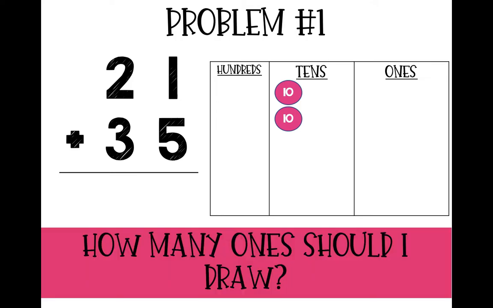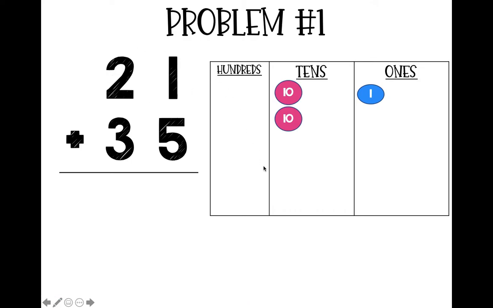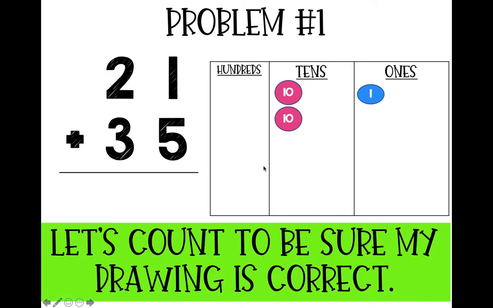How many ones should I draw? Just 1, because there is 1 in the ones place of 21. Let's count just to make sure that my drawing is correct. We want to make sure that we're not making silly mistakes that might change our answer to make it wrong. So let's make sure we drew 21 on our place value chart. 10, 20, 21. We are good to go.